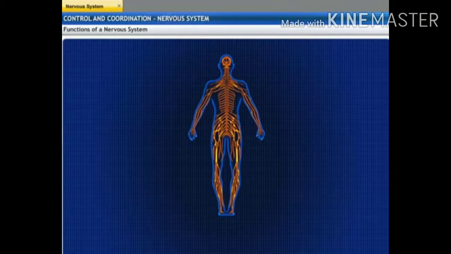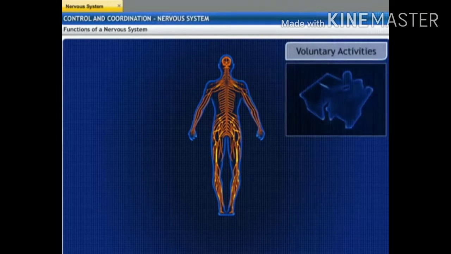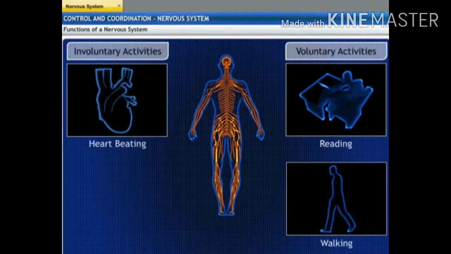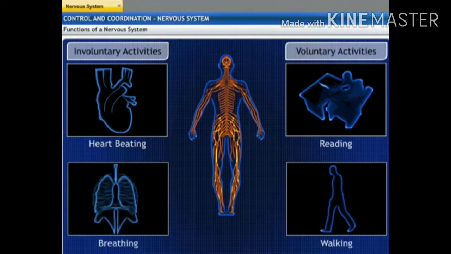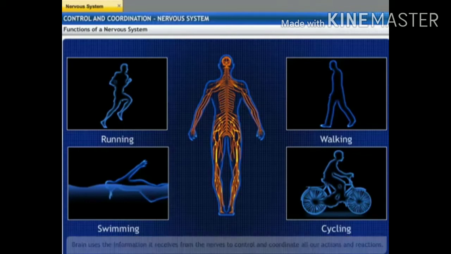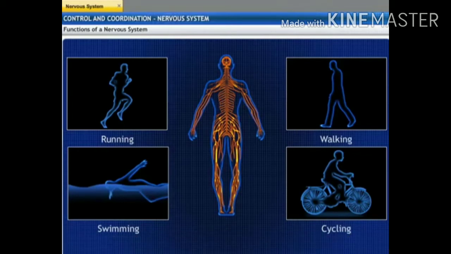The main function of the nervous system is to control and coordinate voluntary activities like reading and walking, and involuntary activities like our heartbeat and breathing. Also, the brain uses the information it receives from the nerves to control and coordinate all our actions and reactions. Without it, we wouldn't exist.